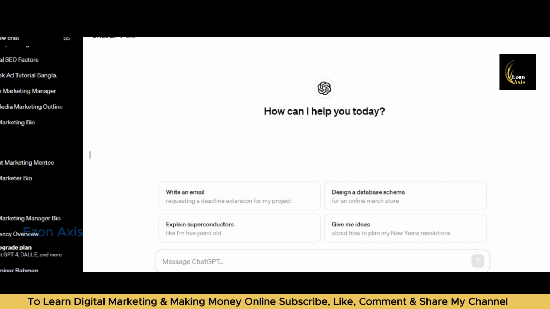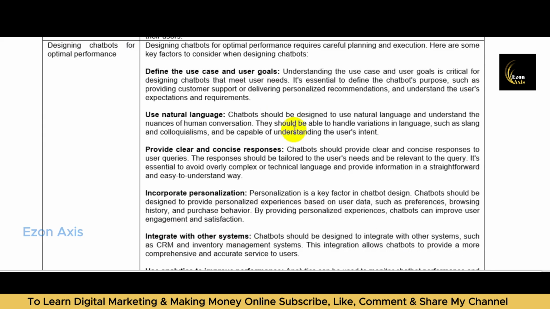In this video, we learn about ChatGPT. So let's jump into the main video and get to the topic. In today's video, particularly, we focus on designing chatbots for optimal performance. Designing chatbots for optimal performance requires careful planning and execution. Here are some key factors to consider when designing chatbots.